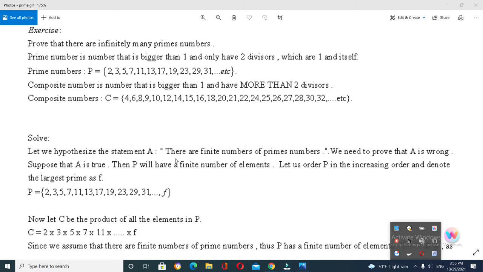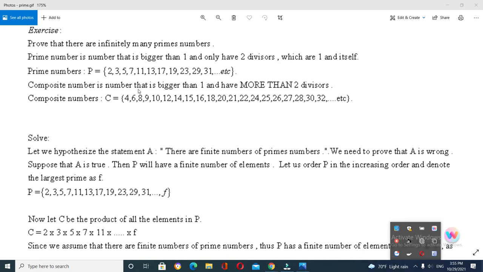So this is exactly the opposite of our desired statement. So we're going to prove that statement A is wrong. That's going to be our goal. Okay, so how are we going to prove statement A is wrong? We're going to first assume that A is true, and then we're going to try to create a contradiction following from the realization that A is true. We're going to create a contradiction, so A must be wrong.